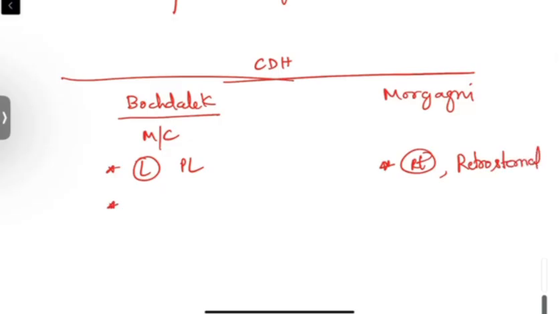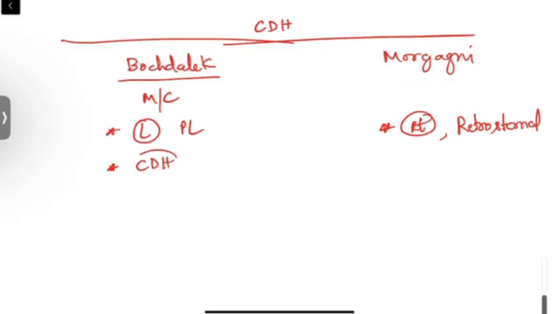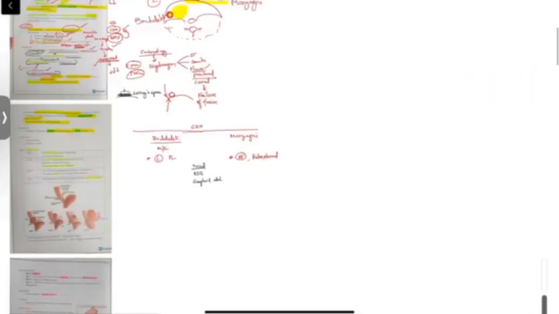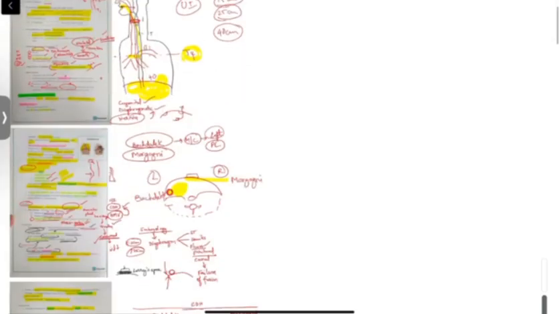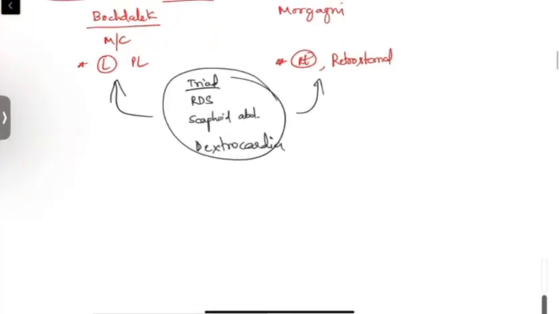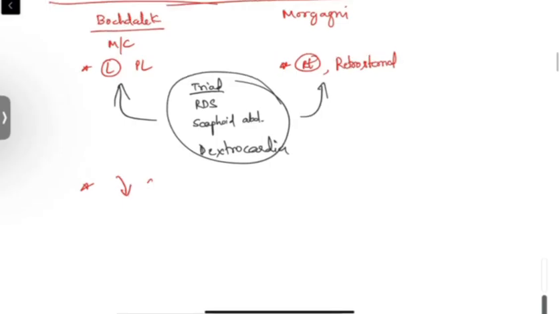Then what is the clinical feature here? The triad of CDH is present in both, and after that we'll do an X-ray, and then we'll come to know if it is Bochdalek or Morgagni. So clinical features are the same for both, that is the triad: respiratory distress syndrome, after that scaphoid abdomen, and the other one, dextrocardia. So this triad is seen in both. Management: put the abdominal organs back into the abdomen and close the defect. Because it is the same.